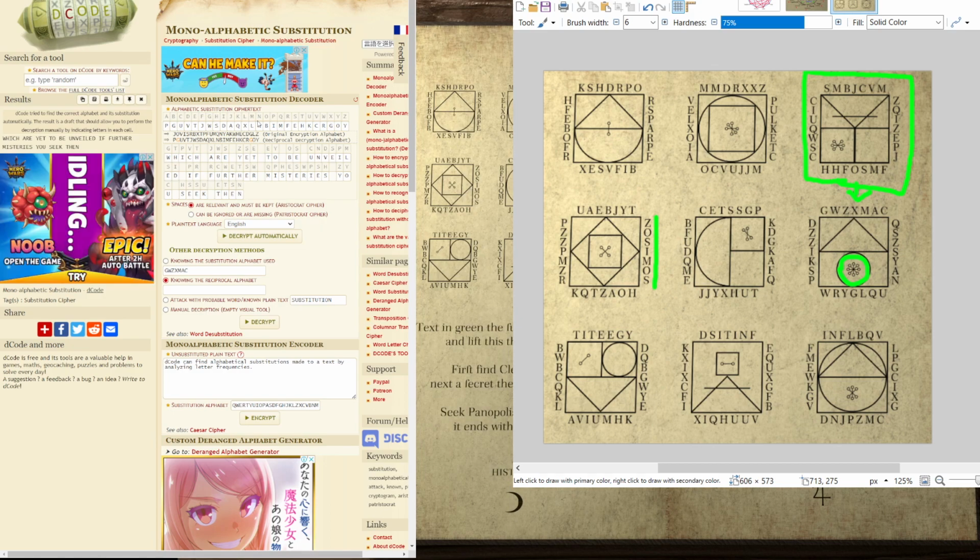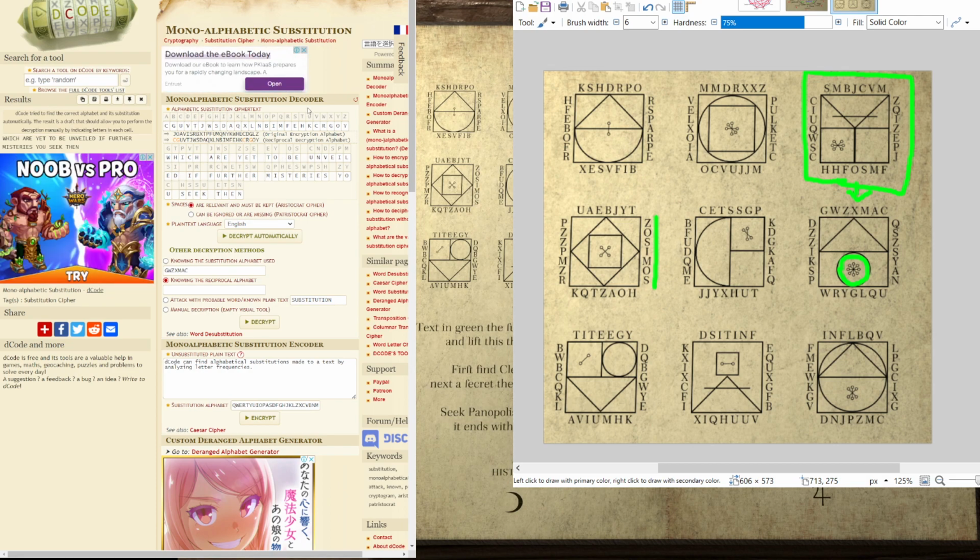So if I say X is G... M is L, yep. A is P? No, A is C. A is C, and C is U. Okay, we have those. Next. Let's try the Zosimus one. U is K. U is indeed K. I clicked the wrong button. I clicked decrypt automatically. I should have just clicked decrypt. We could have easily cracked this now.